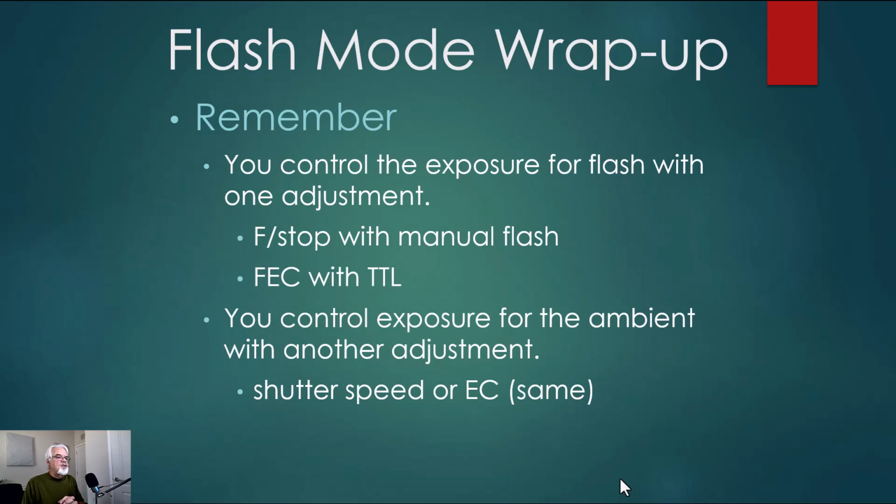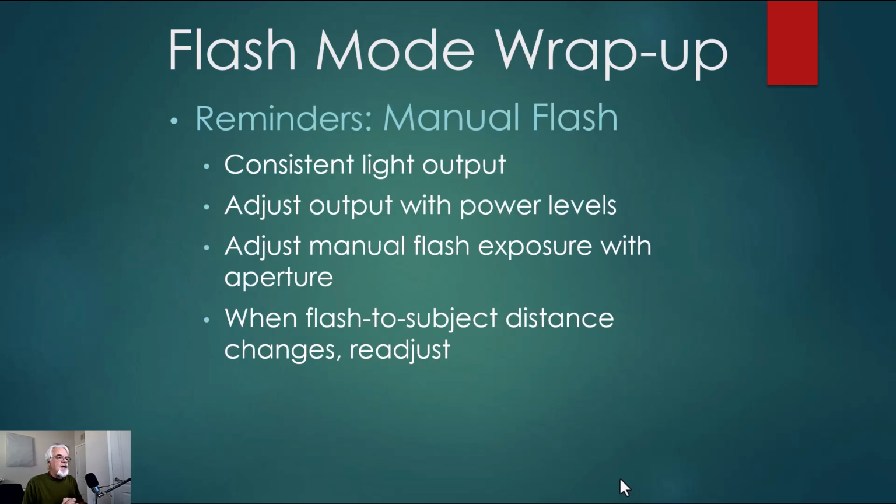So you can control the exposure for flash with one adjustment: your aperture with manual flash, or FEC, flash exposure compensation, when you're using TTL. You control exposure for the ambient with another adjustment, and that is your shutter speed, or in the slang, EC. Manual flash, you get consistent output. You adjust that output with different power levels. You adjust the flash exposure with your aperture. Those are two different things. You're only going to pick one or the other. You can adjust your flash with the power levels, which is what I do, or you can adjust the flash with the aperture.